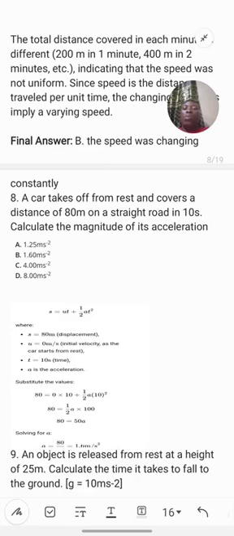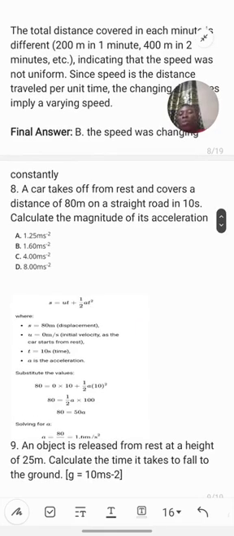So s will be 80. Then our u is 0 multiplied by 10, which is time. That will still be 0, plus half times a that we are looking for, and our t, which is time, will be 10 squared, which is 100. So 80 equals half a times 100. That will be 80 equals 50a. So divide both sides by 50. So a will be 1.6 meters per second squared. So that will be option B.